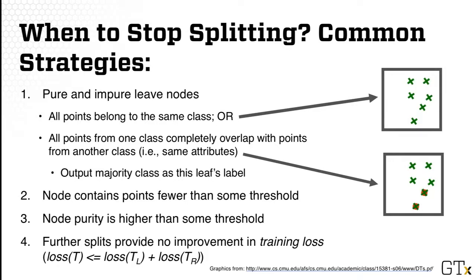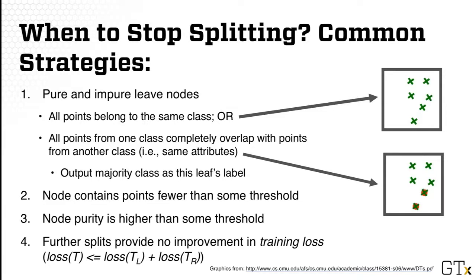For example, you can stop, obviously, when all the points in a leaf node belong to the same class. Or in another scenario where you have two classes, but those points in those two classes completely overlap. So that means you don't really necessarily know how to split anymore, and then you just output the majority class at this leaf as the label.